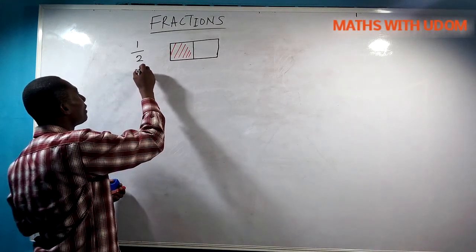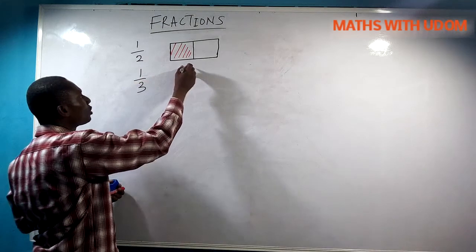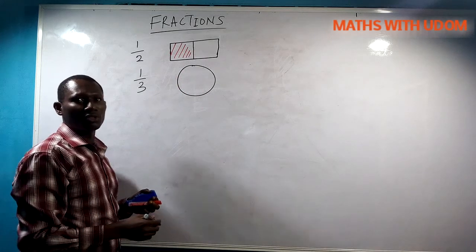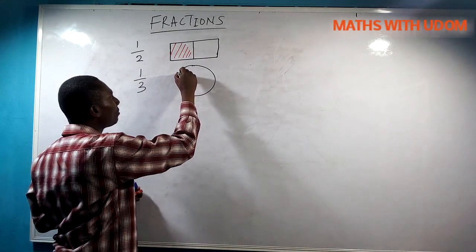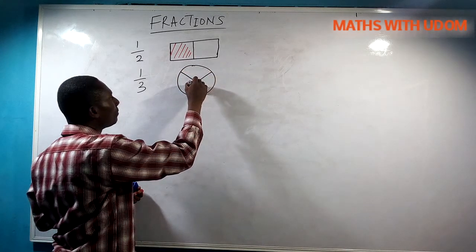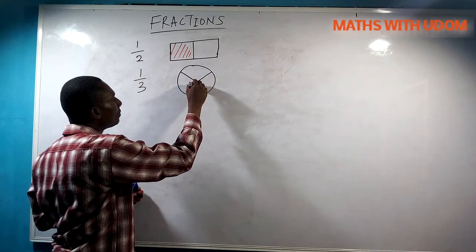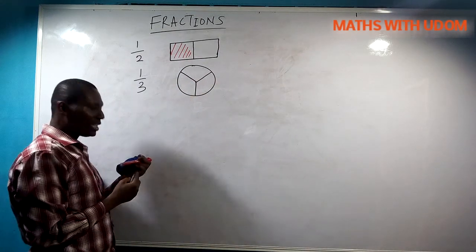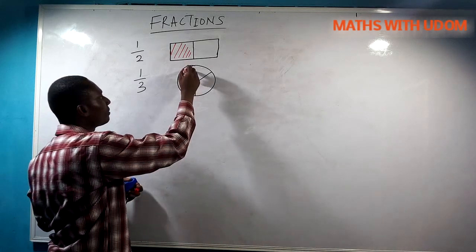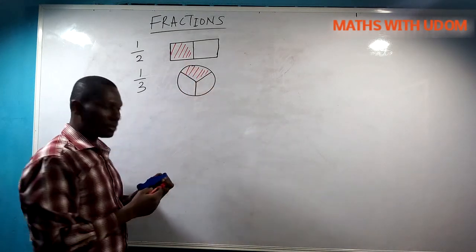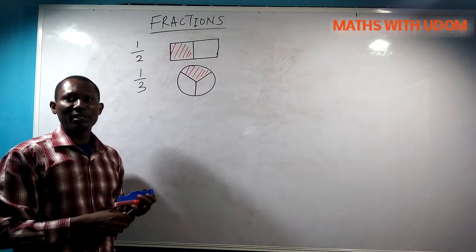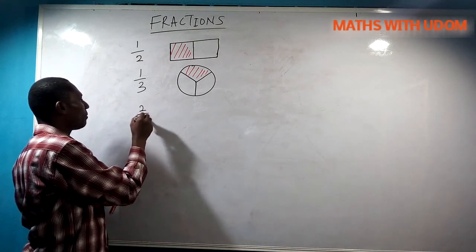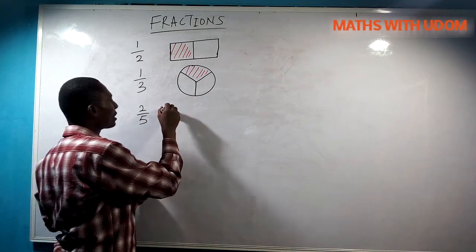Then let's move to another one, 1/3. If you have a circle, you divide this circle into 3 equal parts. As I told you earlier on, they must be equal. Part 1, part 2, and part 3. And then I'm shading one part from the 3 parts. So that gives us 1/3. Let's have 2/5, 2 divided by 5. Let's use a rectangle.